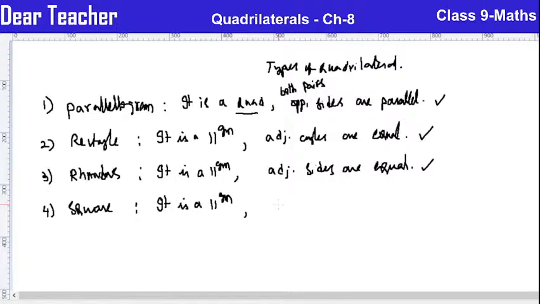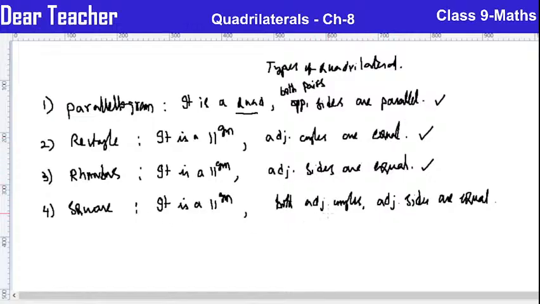So a square is a parallelogram in which both adjacent angles and adjacent sides are equal. That is why in a square all angles are 90 degrees, because in a rectangle all angles are 90 degrees. In rhombus all sides are equal.